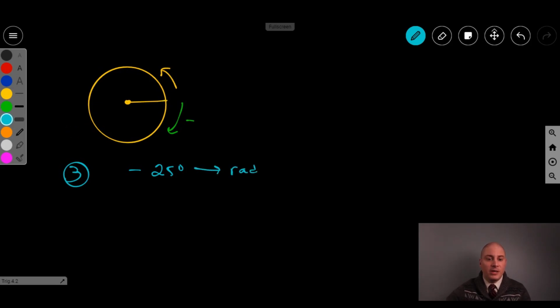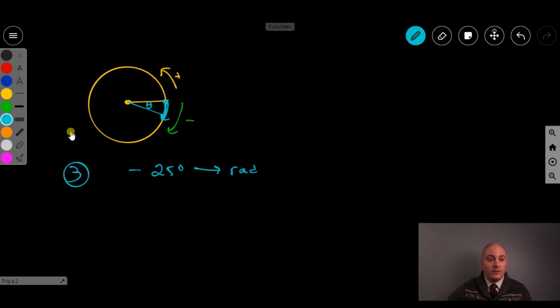Okay, so imagine you're starting here. Instead of going in the positive direction, you're going to go in the negative direction, this way, roughly 25 degrees, here. So this is our angle. They want to know what negative 25 degrees would be in radians.